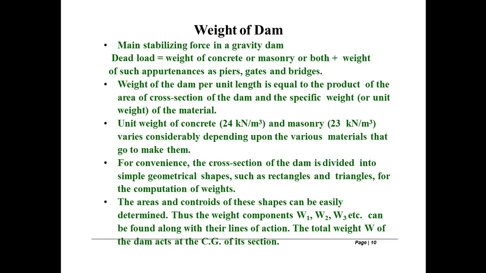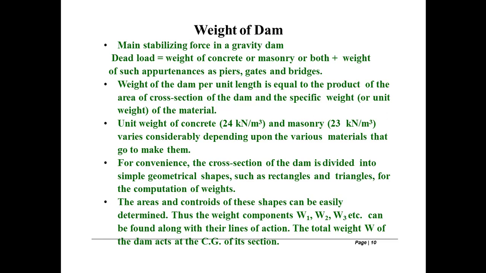The unit weight of concrete is 24 kilonewton per cubic meter, and that of masonry is 23 kilonewton per cubic meter. It varies considerably depending upon the various materials that go to make them. But for convenience, the cross section of the dam is divided into simple geometrical shapes such as rectangles and triangles for the computation of weights. The areas and centroids of these shapes can be easily determined.